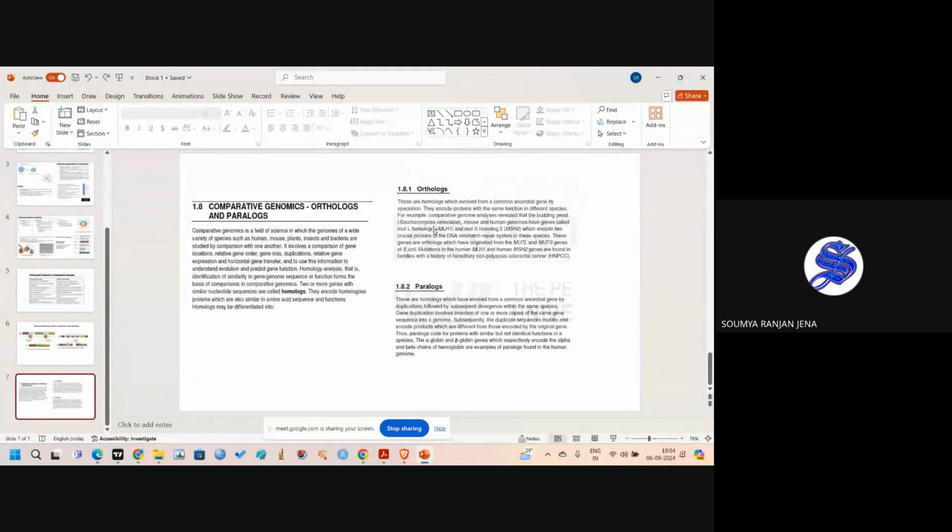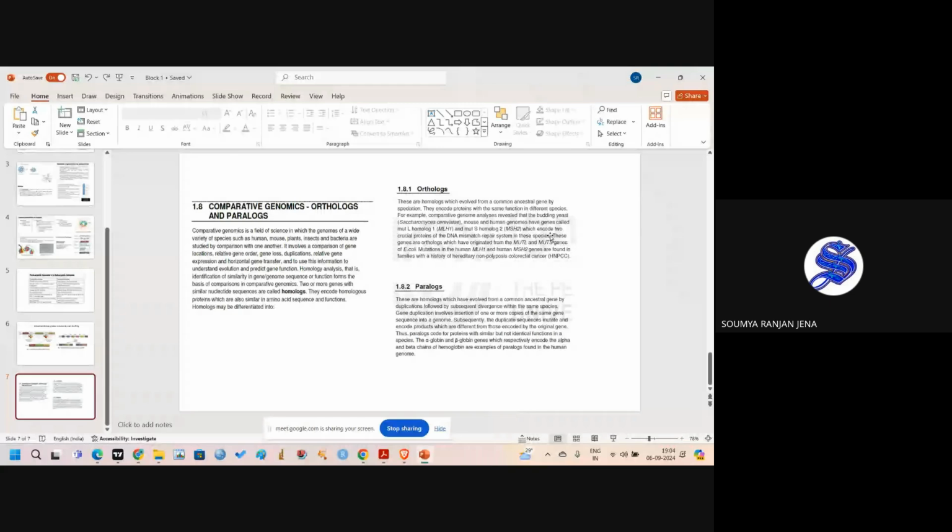Take the example of comparative genome analysis in yeast, mouse, and human. One gene is MutL homolog 1, that is the gene MLH1, and MutS homolog 2, the gene MSH2, which encode two crucial proteins of the DNA mismatch repair system in these species.